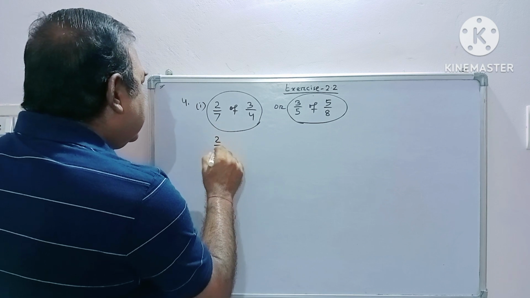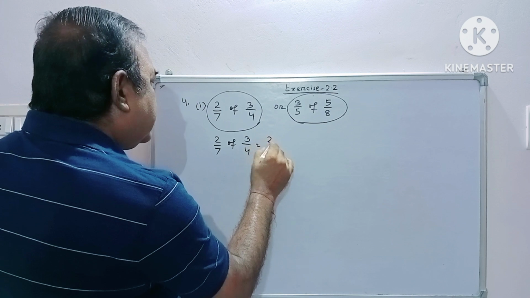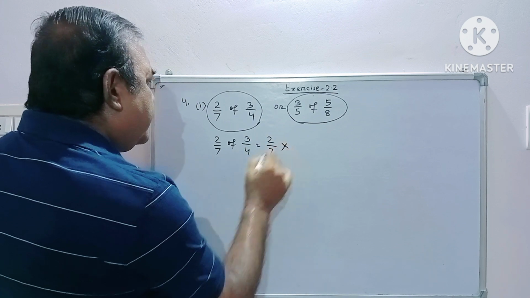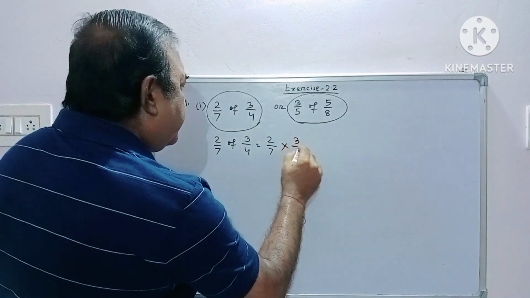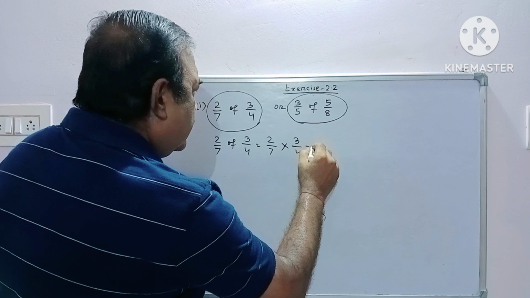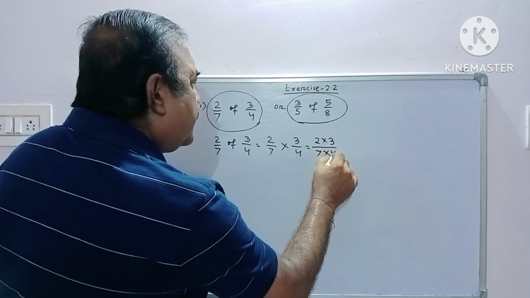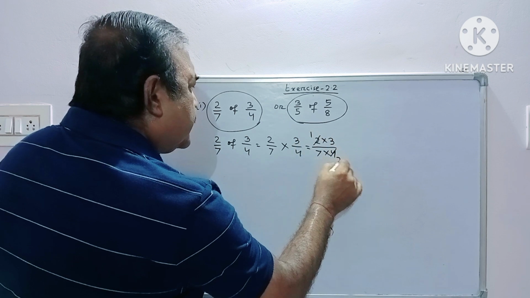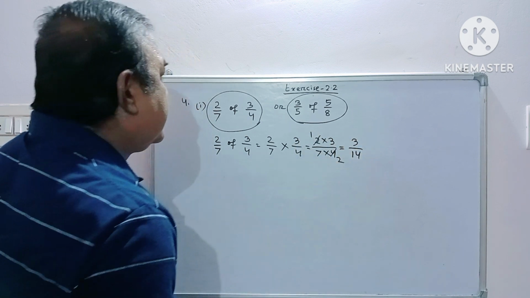So you see, you write like this. That is equal to 2 upon 7 of, means you give the multiplication sign here, into 3 upon 4. That is equal to 2 into 3 divided by 7 into 4. 2 1s are 2, 2 2s are 4. So that is equal to 3 upon 14.